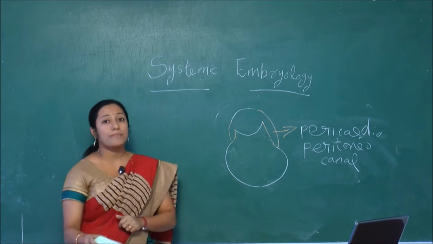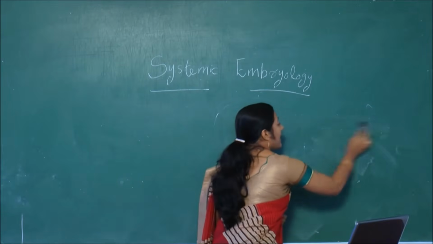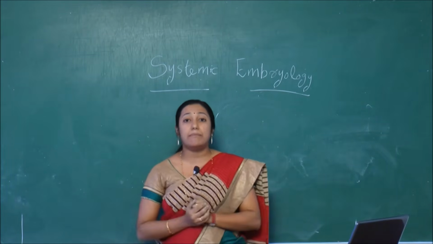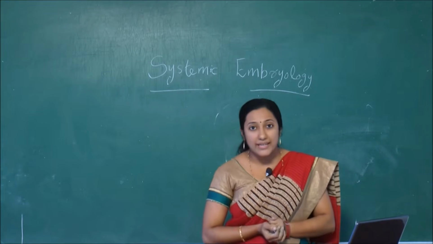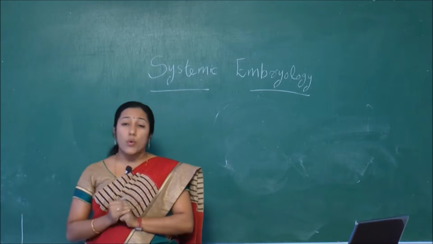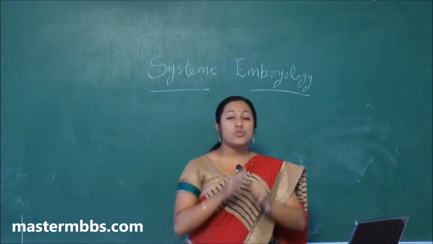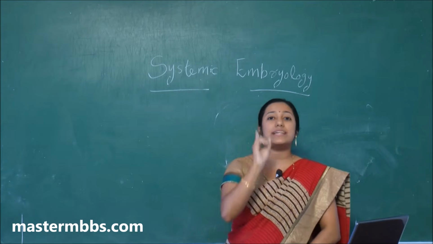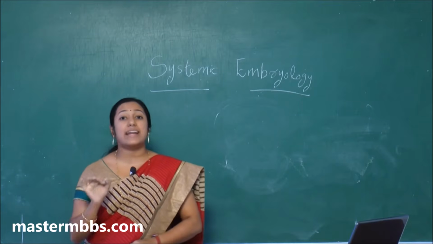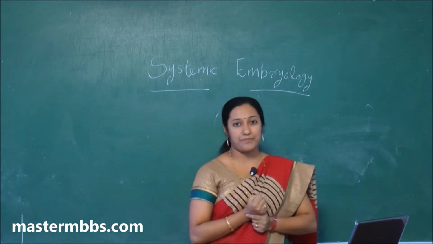So as we know, in the adult stage, the thorax and the abdomen are divided by means of a muscular organ which is known as the diaphragm. So next we are going to see how this diaphragm is formed. To know the formation of the diaphragm, one term you have to keep in mind, that is septum transversum. So what is septum transversum?